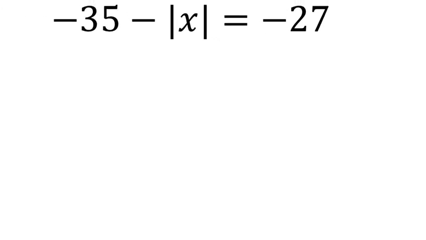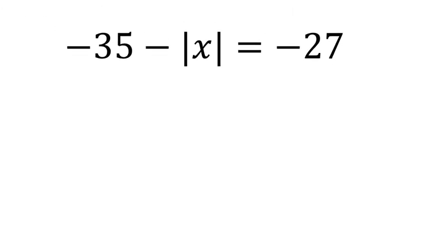Now let's give this one a shot too. And again, this is one of those where it equals a negative. Can't have that. No, gotta get rid of everything on the side there. So I don't want that negative 35 with that negative absolute value of x. I'm gonna have to add 35 to both sides.